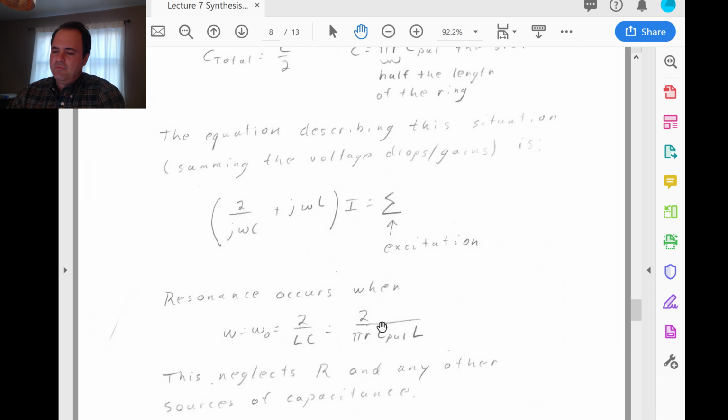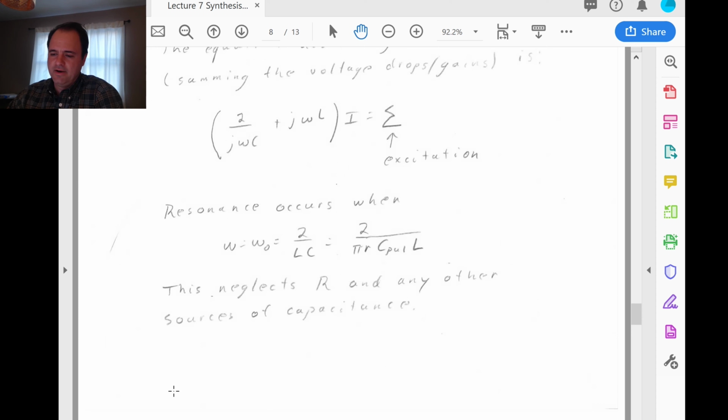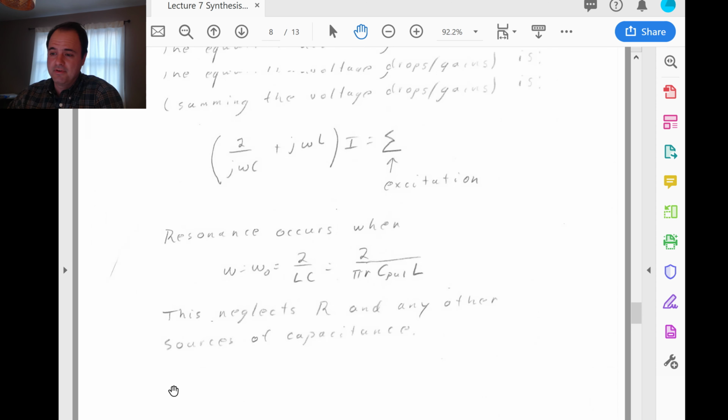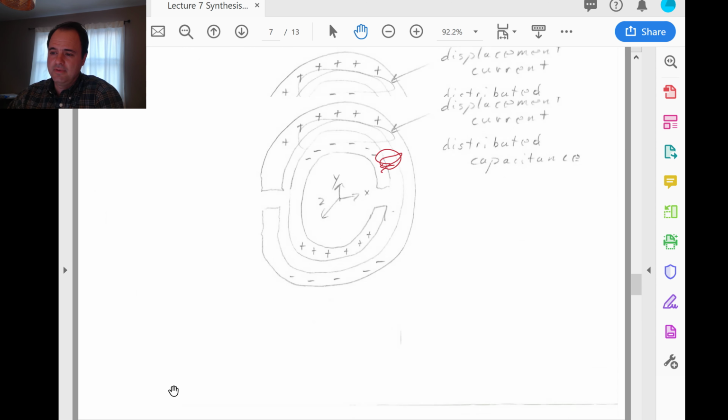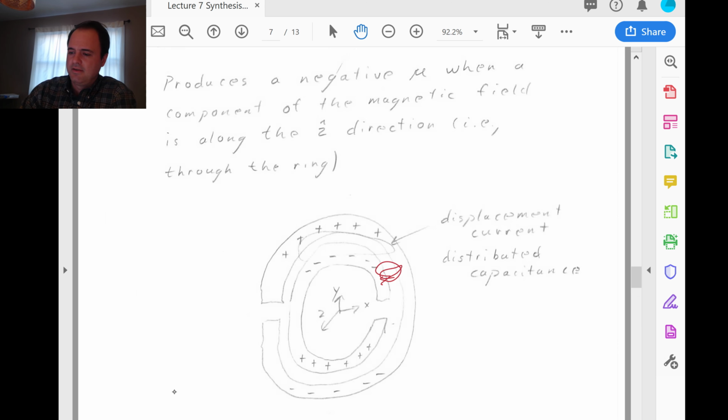You can put in what C is in terms of C pole per unit length, so it's 2 over pi times C pole times L. All right, so far this neglects any resistance in the wire or other sources of capacitance. This is only assuming the capacitance between the two rings, and not right here, and not right here.